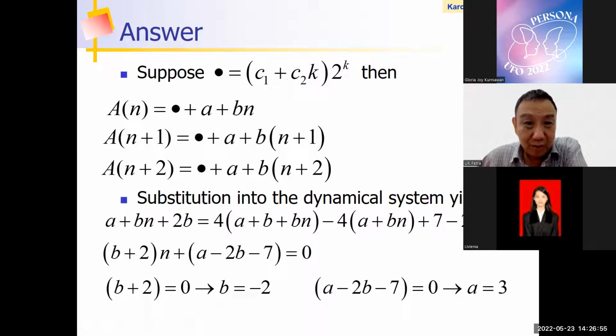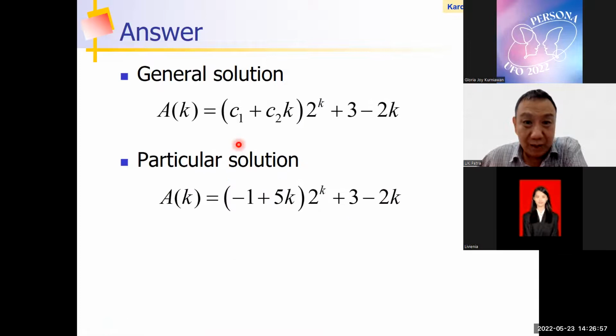So then I already know A and B, so I put it here. So I get the general solution, remember? To get the particular solution, again you solve C1 and C2 using the earlier initial values. Then you get this particular solution.